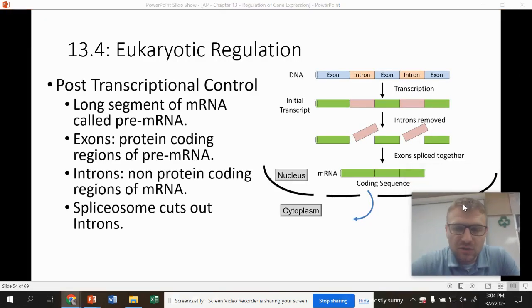All right, so that was transcriptional control. This is post-transcriptional control, where, again, we've already produced the mRNA. So what's going to happen is we have this long segment of mRNA, and it's called pre-mRNA. You're going to cut out certain sections of the mRNA. The exons are going to leave the nucleus while the introns are going to remain in the nucleus. You can see here we're taking out the introns. The exons are going to exit the nucleus. So this is a mature mRNA strand, but basically we're going to cut out certain sections of the RNA.